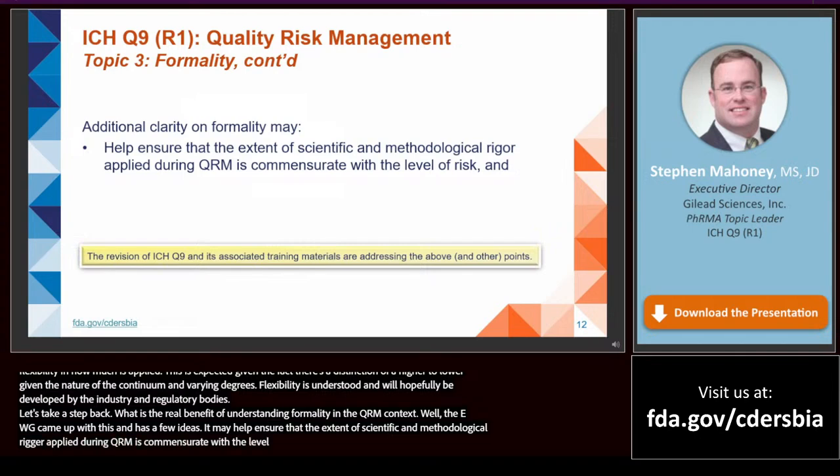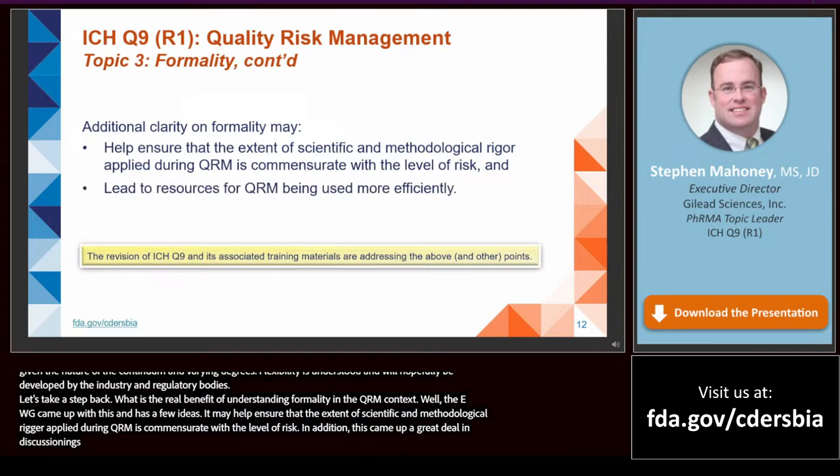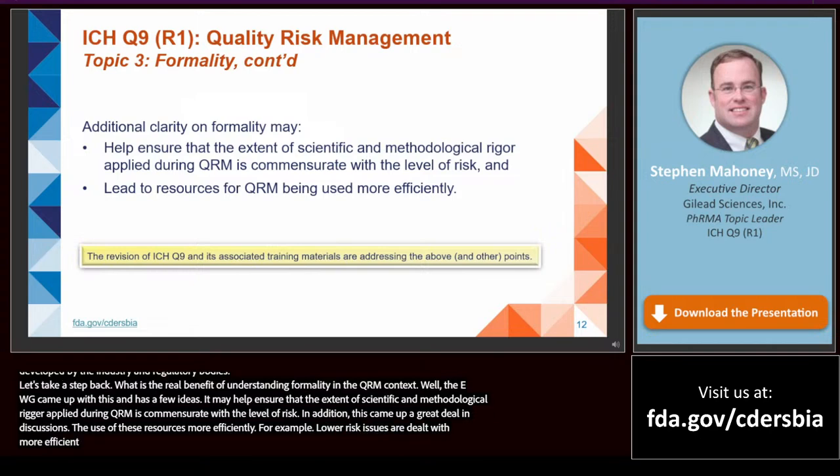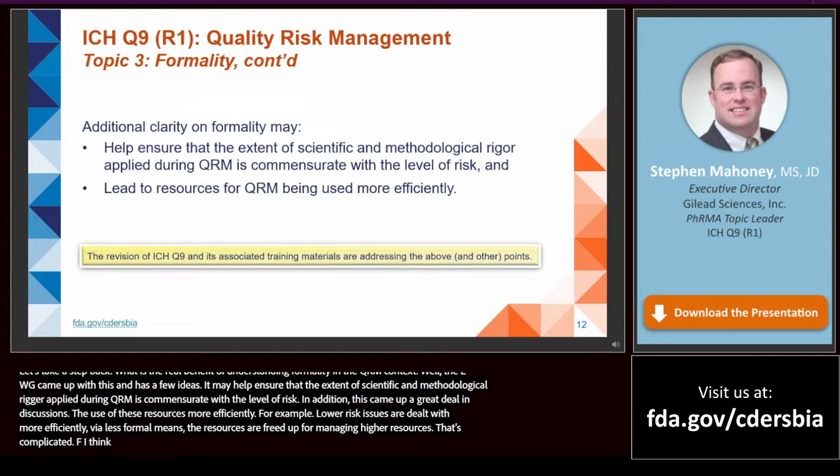In addition, and this came up a great deal in discussions, was that understanding formality might also lead to a resource savings for QRM and the use of these resources more efficiently. For example, where lower risk issues are dealt with more efficiently via less formal means, the resources from that would be freed up for managing higher risk issues and more complex problems. That's kind of a complicated sentence, but I think it's an understanding that, again, if you understand and apply the right level of formality, the concept is you'll be able to shift resources when higher risk issues arise.